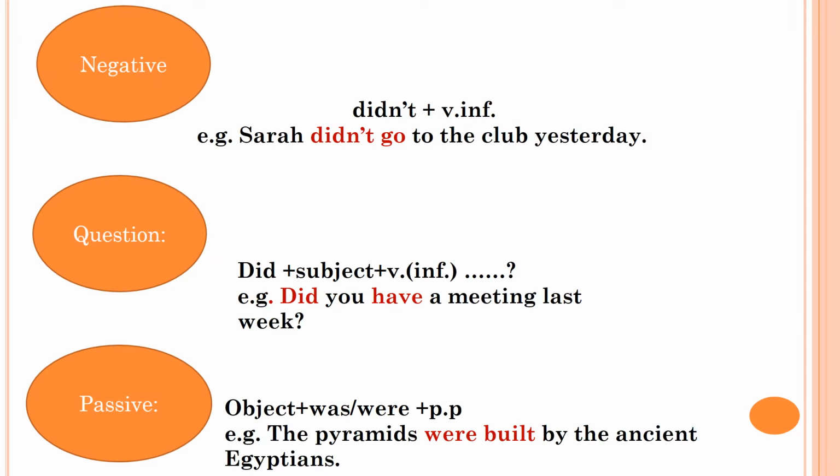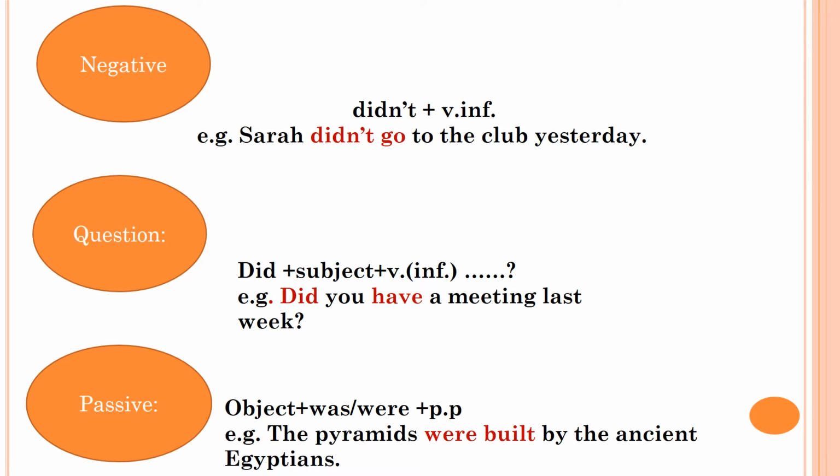The negative form of the past simple is didn't plus the infinitive. Here, Sarah didn't go to the club yesterday. Here, I use go, not went, because after didn't, we put the verb in the infinitive. In the question, we use did and then the subject, and then we put the verb in the infinitive. Did you have? I can't say did you had. We say did you have a meeting last week?